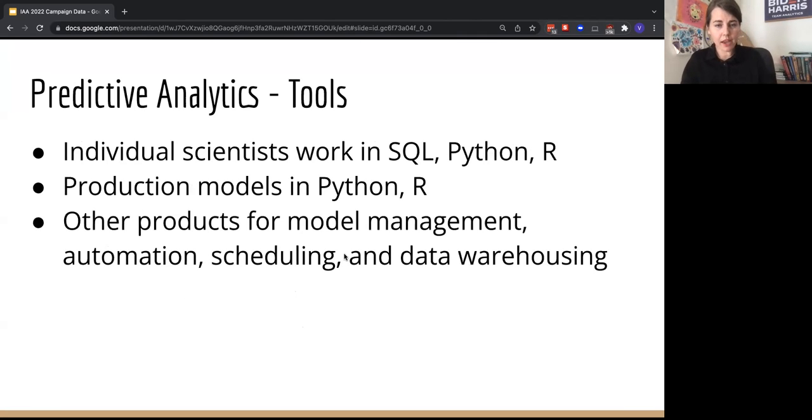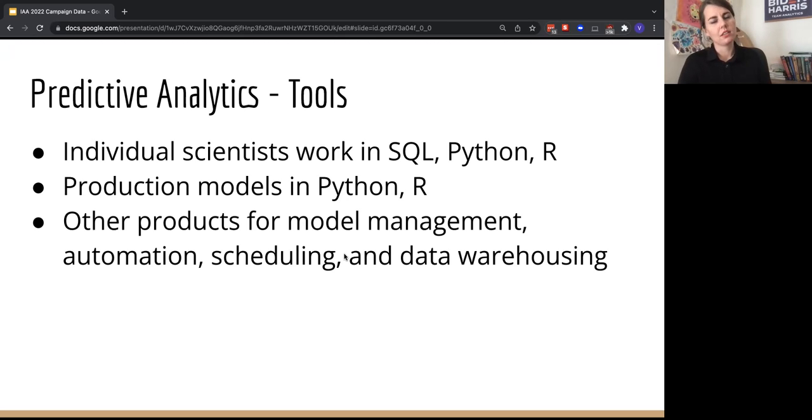The tools that we actually use, our individual scientists work in SQL, Python, and R. This is also a pet peeve of mine. Everyone always comes to me and says, should I learn R? Should I learn Python? You should learn SQL. Start with SQL. And then you can pick R or Python. It doesn't really matter. Our production models are in both Python and R. There are certain things that both of those are good at, so we provide space for both of them to be productionalizable.